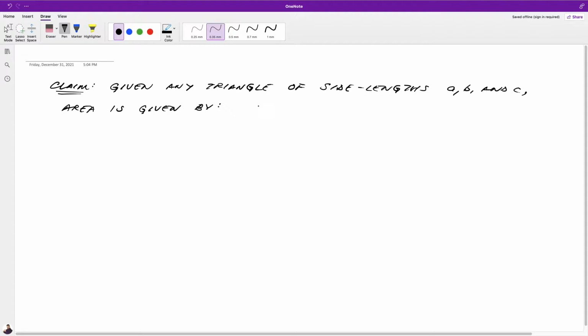so we would have here the square root of S(S minus A)(S minus B)(S minus C). And that, of course, is where S is defined as the semi-perimeter. Okay, very good. So let's seek to prove this now.